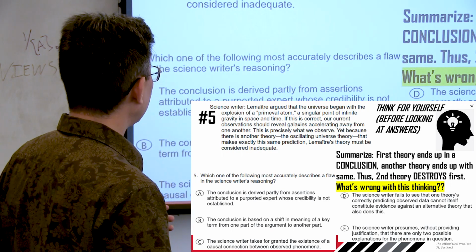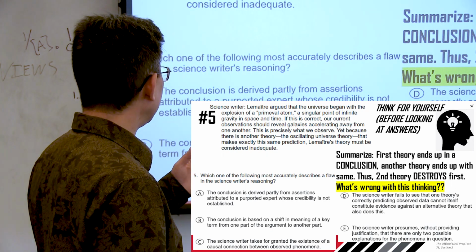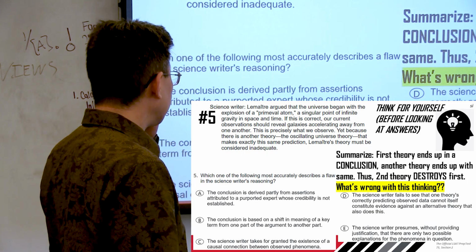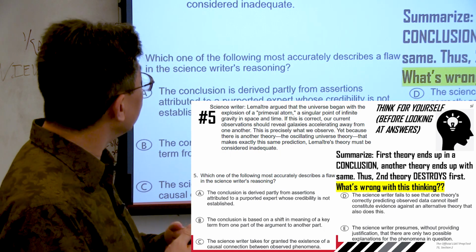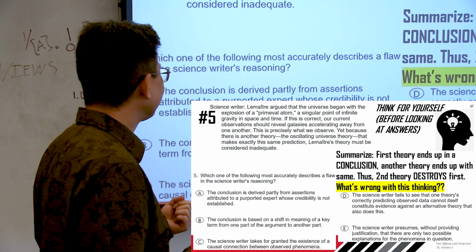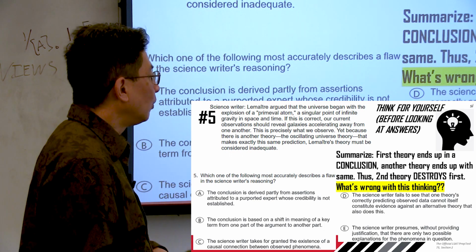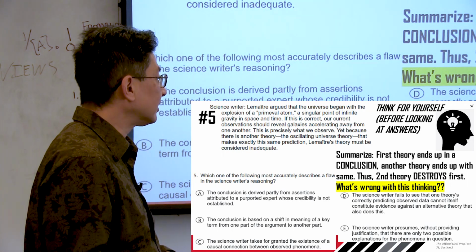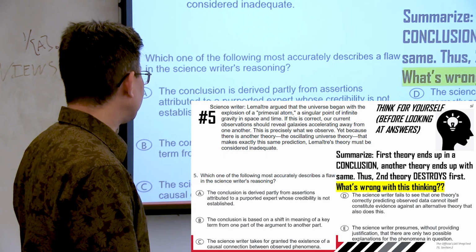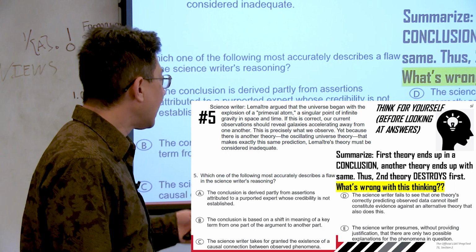Maybe you could argue that there's a causal connection between oscillating universe theory and the accelerating away of galaxies one from another. But again, it doesn't really address the flaw in the reasoning. We already stated that the flaw is that having a second theory does not justify destroying the first. And C does not really address that at all.